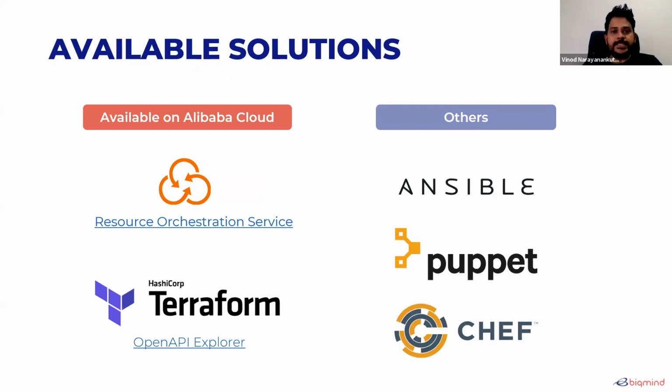Every cloud provider has some form of automation tools. On Alibaba Cloud, you can automate using command line scripts or using Resource Orchestration Service. This is a fully managed service, and you can use templates in JSON and YAML formats to describe your configuration of resources and also the dependencies between these resources.